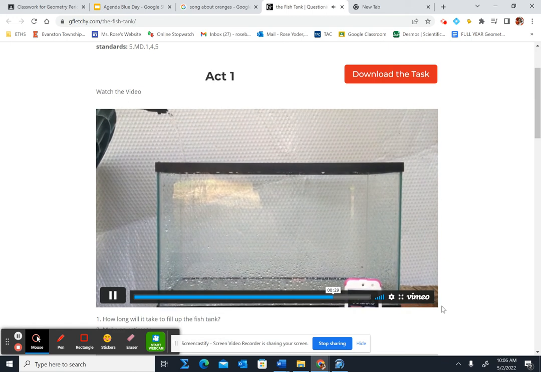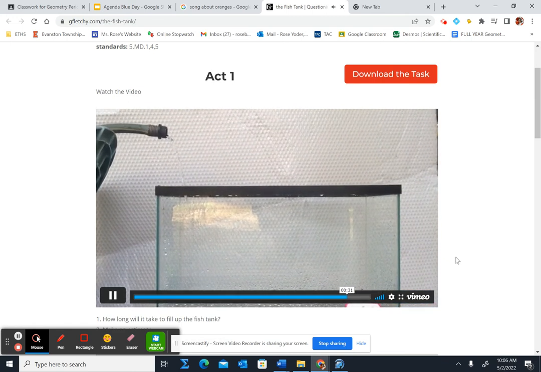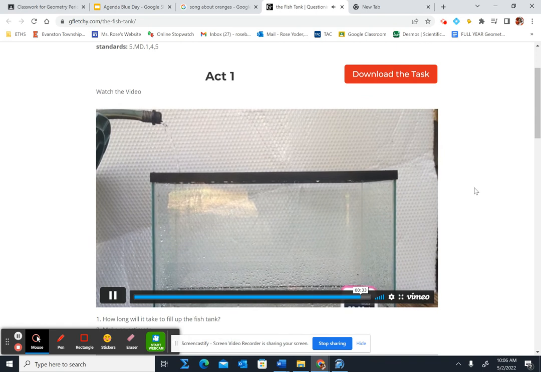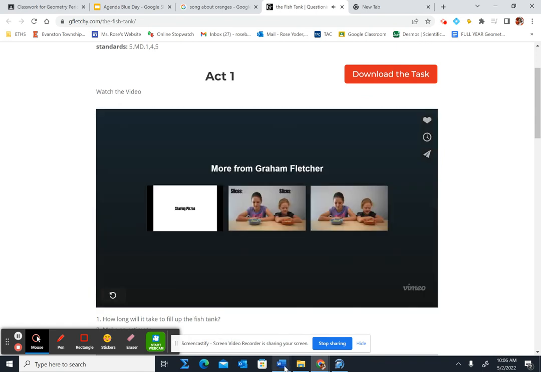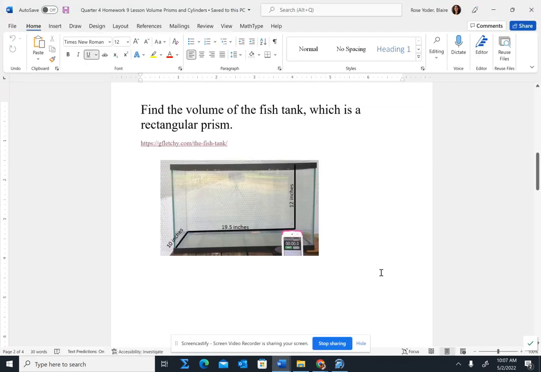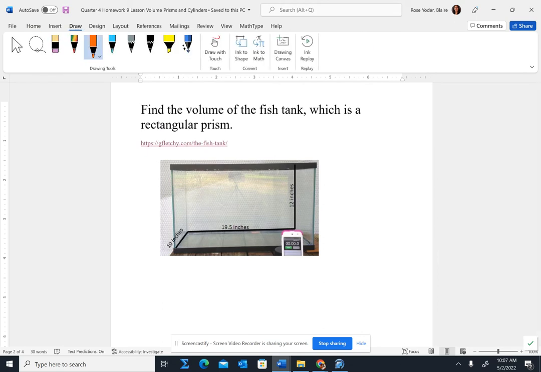So I think that thinking about that will help us figure out what the formula is for the volume of a prism. So a fish tank is a rectangular prism. And if we think about what just happened, we filled up the whole base. So we need to find the area of the base. Then we have a bunch of layers of that fills up all along the height. So we can do the area of the base times the height.